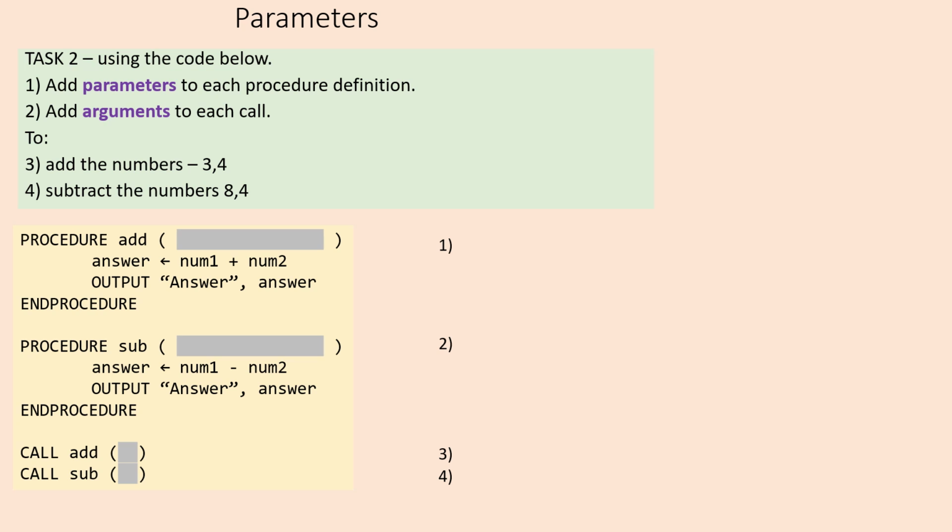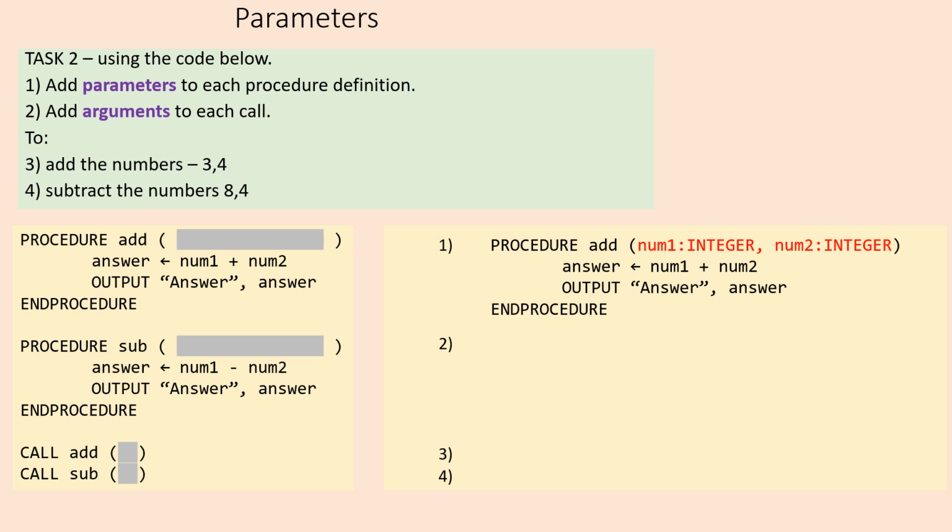So for the first one, for the add subprogram, we're actually sending it 2 values. You can see inside the subprogram, we want to add 2 values. So I'm going to create 2 parameters and I'm just going to call them num1 and num2, and I'm going to set them up as integers. Remember to separate them with a comma.